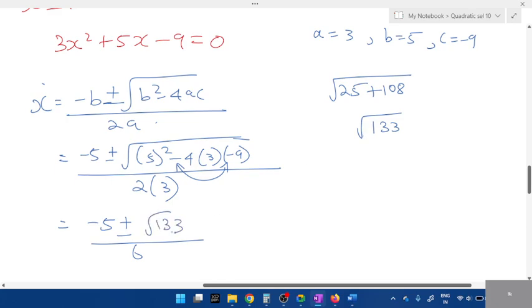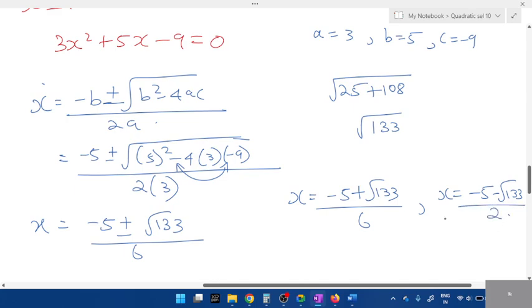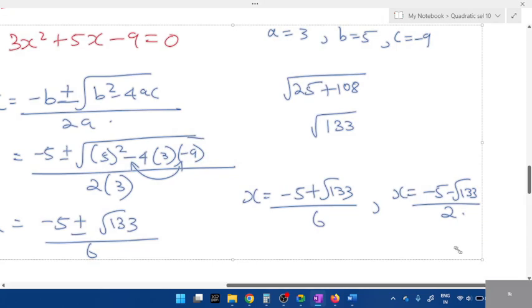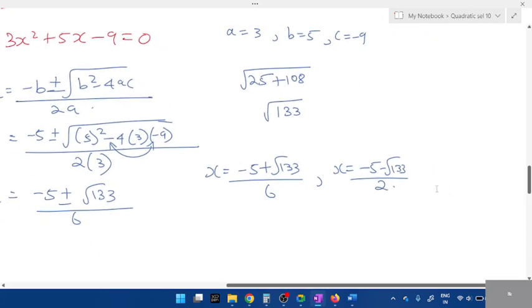Root 133. So x will have how many values? Two values. Minus 5 plus root 133 divided by 6. And what's the other one? Minus 5 minus root 133 divided by 6.